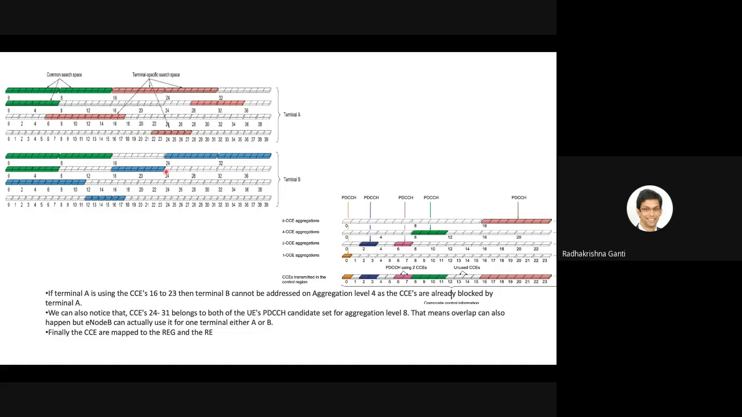Suppose terminal A and terminal B both want to send aggregation level 2. Then you can choose any from this point and any from this point. Of course, they should not collide. So you can choose, for example, 8 here and 6 here. Then terminal A will decode both 6 and 8, but for 8 the CRC will fail. Terminal B will decode both 6 and 8, but for 6 its CRC will fail, and for 8 it will succeed. That's how they decode. Is this clear? Yes, sir.